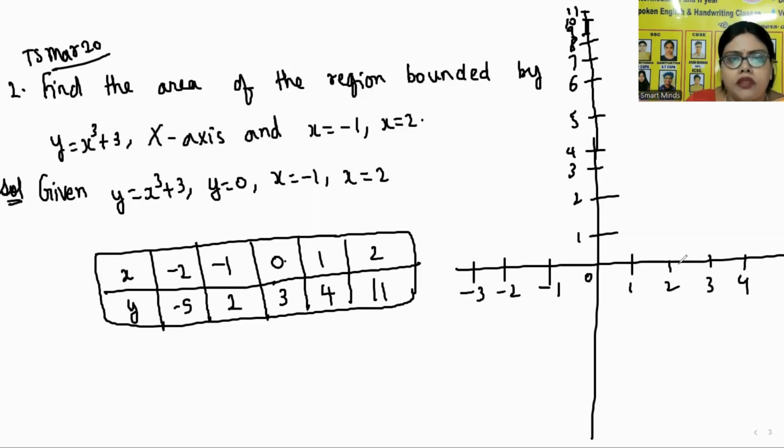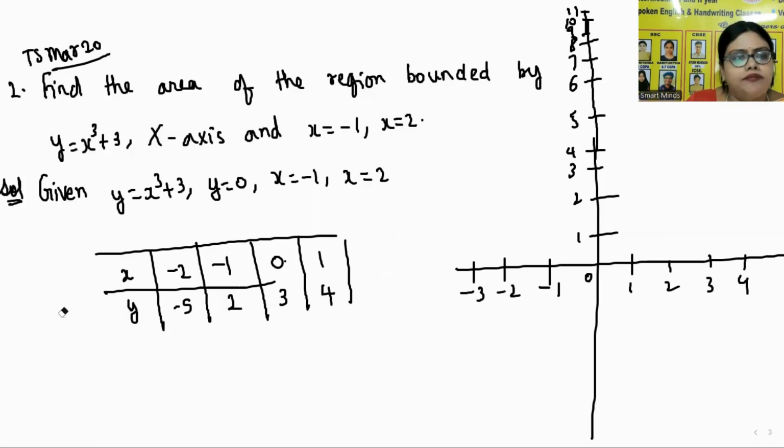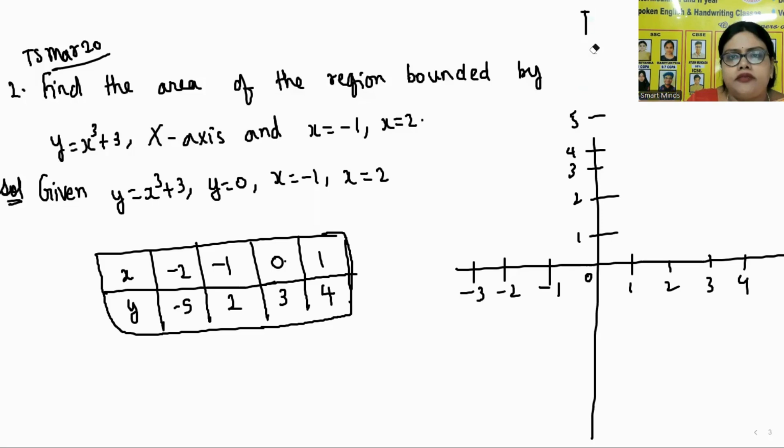Okay. Because we are getting a big number at 11, let us skip this 11 in order to get a small graph. So we need not write till 11. Till 5 it is enough.